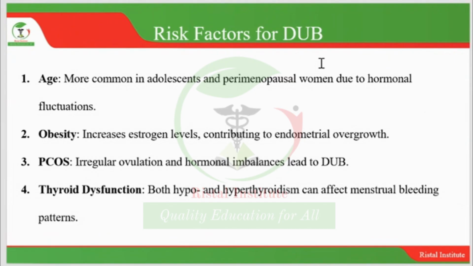Then polycystic ovarian syndrome, PCOS, indicates irregular ovulation and hormonal imbalances leading to DUB. Then thyroid dysfunction: both hypo and hyperthyroidism can affect menstrual bleeding patterns.